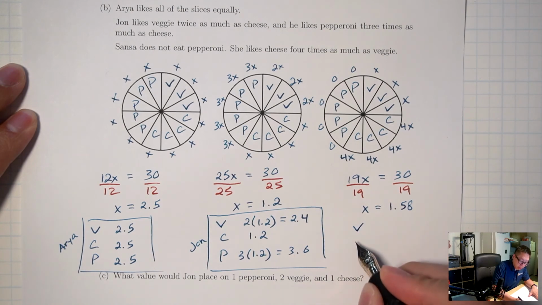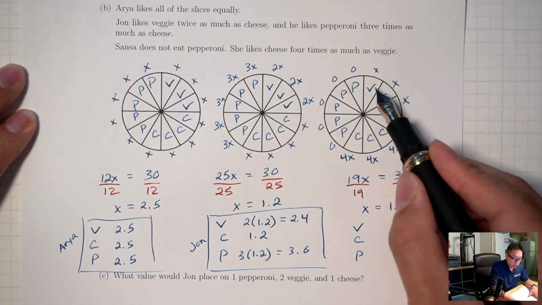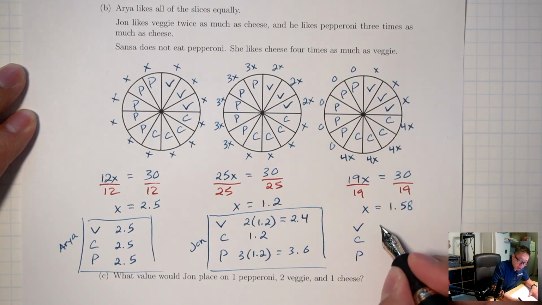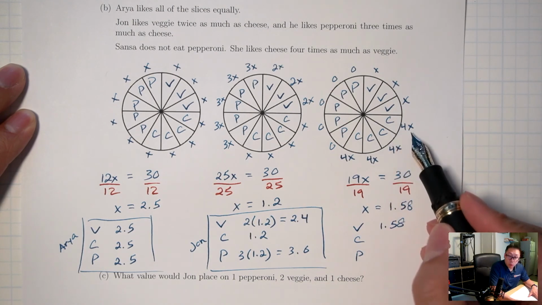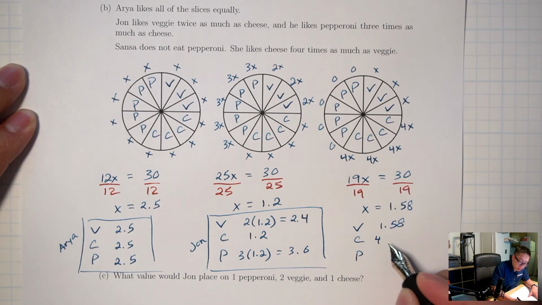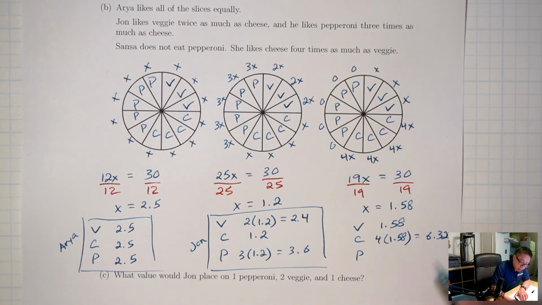All right, we're talking about veggie, cheese, and pepperoni. 1.58 would be the value of which slice? So which ones did we label regular x? It was the veggie. So veggie is regular x, which is 1.58. Cheese we labeled 4x. That's 4 times 1.58, which is $6.32. And then the pepperoni was 0. It was worthless for Sansa. And these are Sansa's numbers.